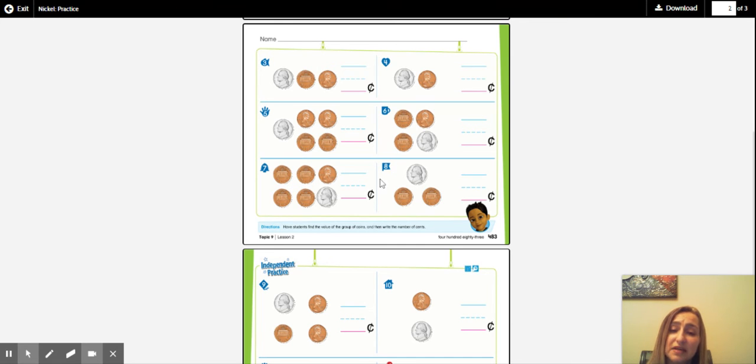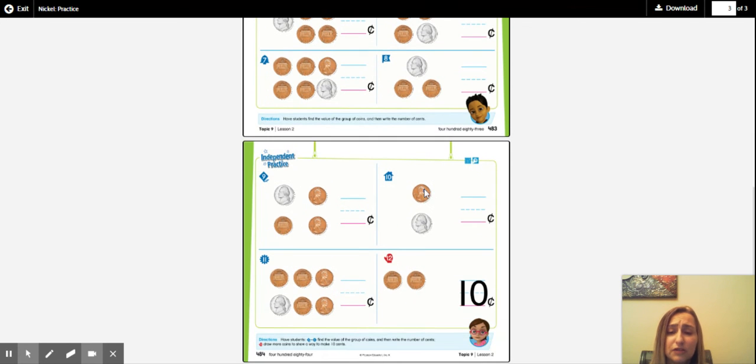Now, these activities, even though we don't have our workbook or you don't have your workbook, you can practice with coins at your house. Get a group of coins that include nickel and pennies, and you can set it up just like it is here in the picture, and you can count your coins and write them on a piece of paper, even though we don't have our workbooks. So I encourage you to do that.